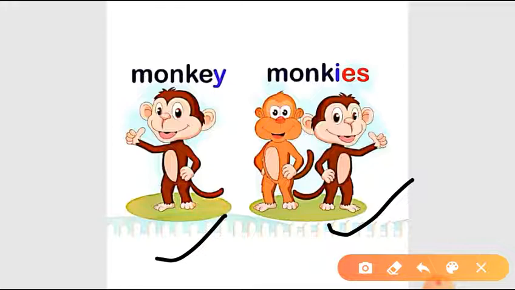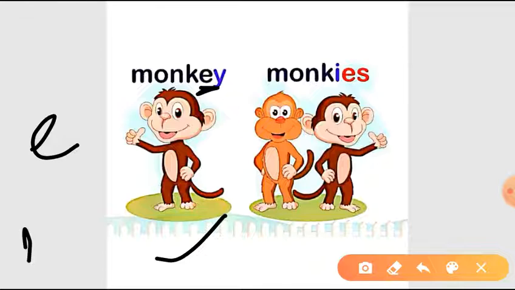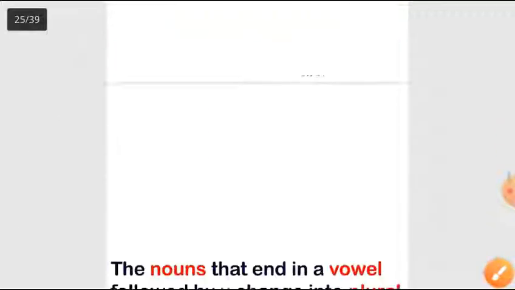Tell me now, is it right or wrong? It is wrong, isn't it? It is wrong. Why it is wrong? Tell me now. See here. What is this? Before y there is e and e is a vowel. So the rule is not applicable here. We cannot convert y into i and we cannot add es to it, right? We have to follow another rule for this.